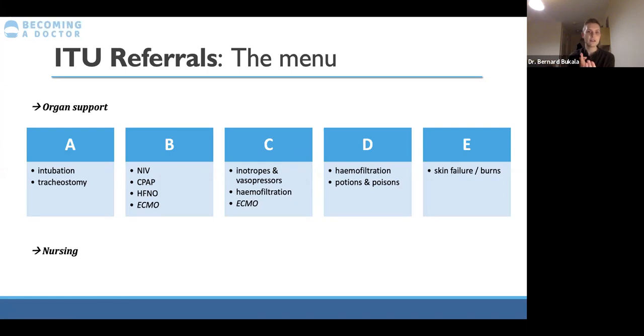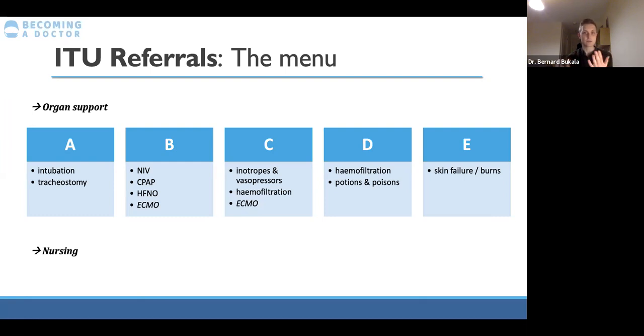So with Airway, they can help your patient by intubating them or by doing a tracheostomy. And that's how they can put in a definitive airway that's going to be protected from all the different factors that might put it at risk. Now, in terms of breathing, ITU can give non-invasive ventilation, CPAP, high flow nasal oxygen. So these are all oxygen support strategies, or ECMO.